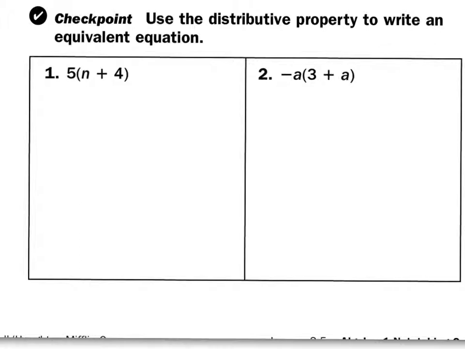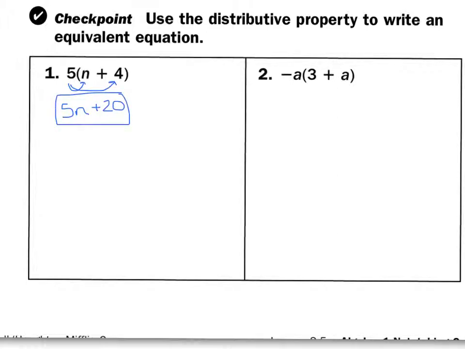In our checkpoint, we're going to use the distributive property to write an equivalent equation. So 5 times n is 5n, and 5 times a positive 4 is a positive 20. So 5n plus 20.